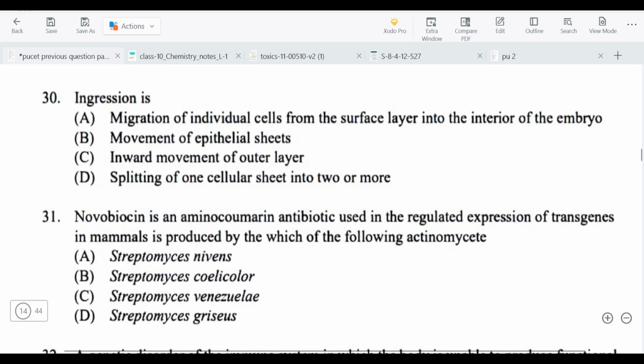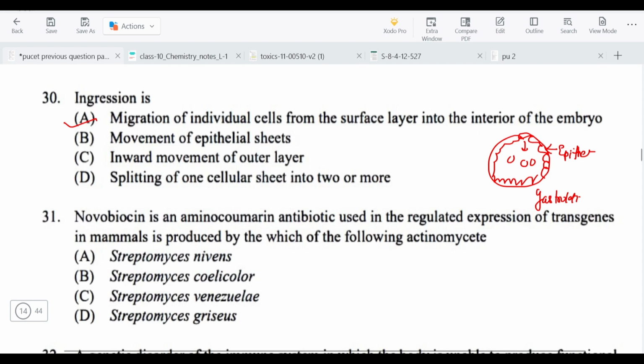ingression. The answer is migration of individual cells from the surface layer into the interior of the embryo. So this is the cell. On the outer side lie your epithelial cells, and during gastrulation, these cells drop one by one into the blastocoel and form a hollow wall, right?